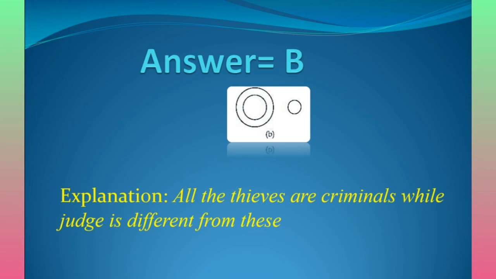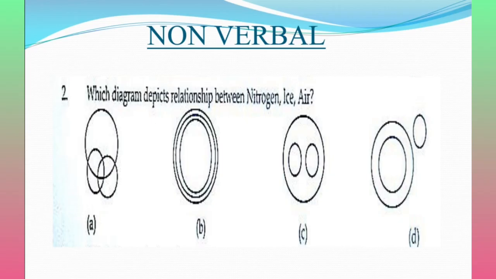Let's move on to the next question. Non-verbal number 2. Which diagram depicts the relationship between nitrogen, ice, and air? If you know the answer, then you can pause the video and please comment in the comment section below. When we talk about nitrogen, ice, and air, I hope everyone knows the meanings. If you know the meanings, then you will be able to answer very quickly.